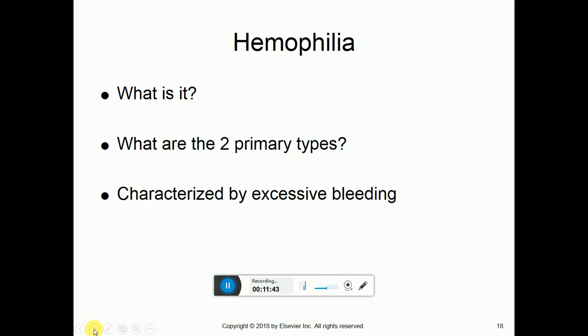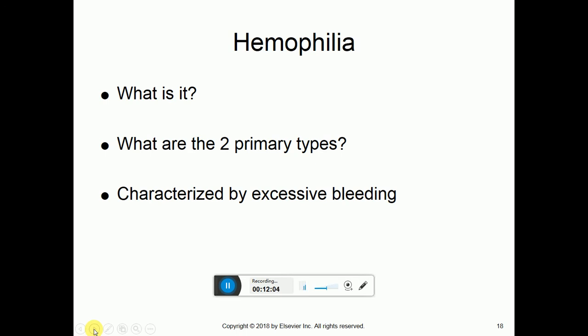Hemophilia, what is it? What are the 2 primary types? It's characterized by excessive bleeding, right? Hemophilia is the bleeding disorder inherited as a sex-linked autosomal recessive trait. There are 2 types: hemophilia A, which is classic hemophilia, and hemophilia B, or Christmas disease.